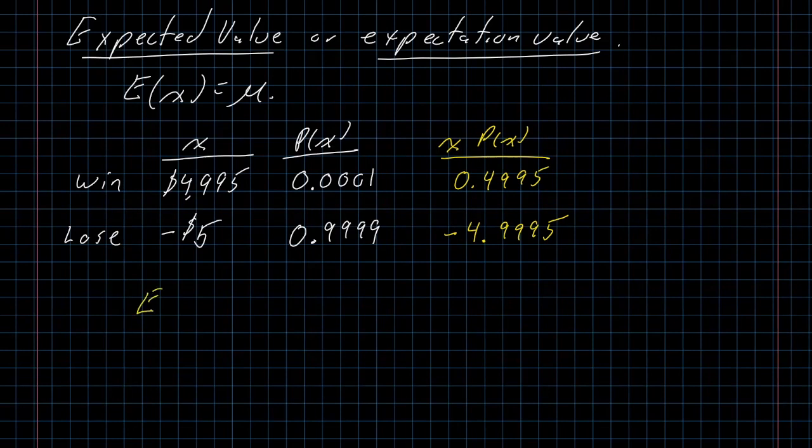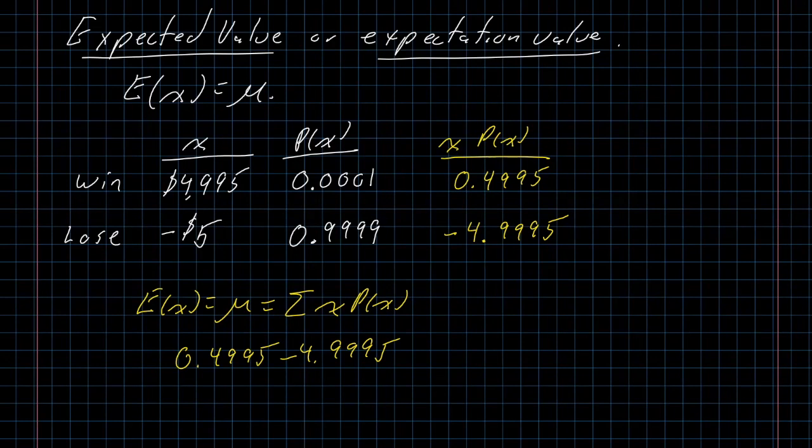And then to calculate e of x, which is the mean, remember that's the sum of x p of x. Did I have to write out all this? No, but just a reminder. These things all mean the same thing. You can call it the expected value, you can call it the mean, you can call it the sum of this column. They're all the same thing. But we want to take 0.4995 and we want to add negative 4.9995. And when we do that, we get negative 4.5.